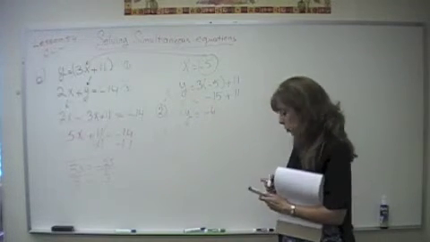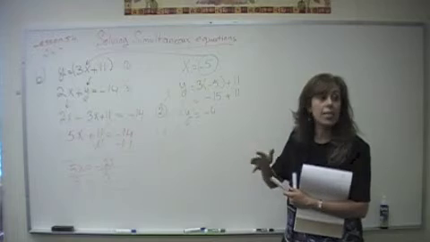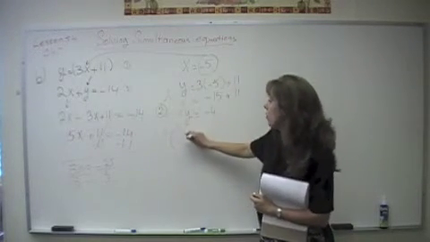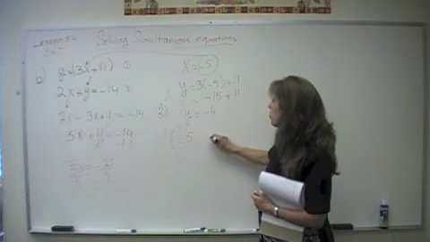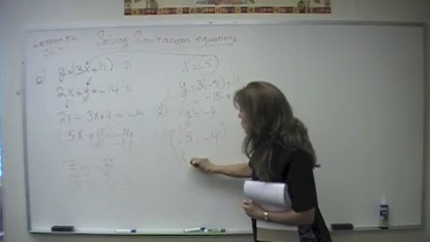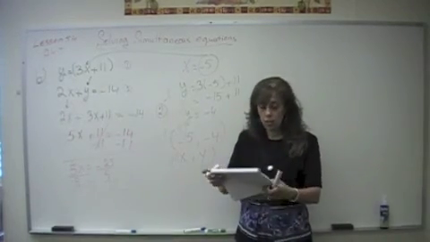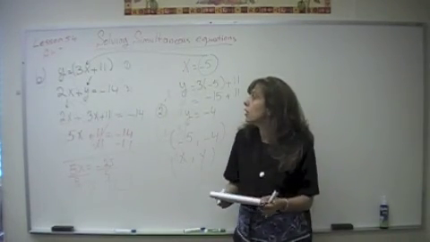Negative 4. How can I finish this problem? Put x and y in parentheses, and that would be negative 5, comma, negative 4. So always x, then y. This is how we plot the points. That's all for lesson 54.